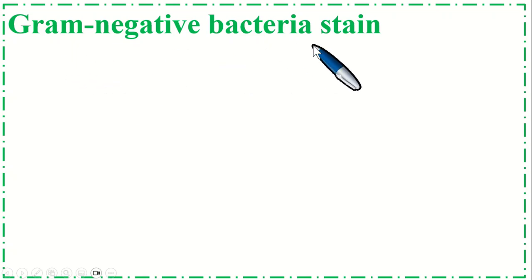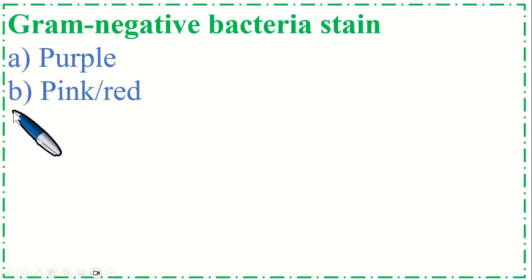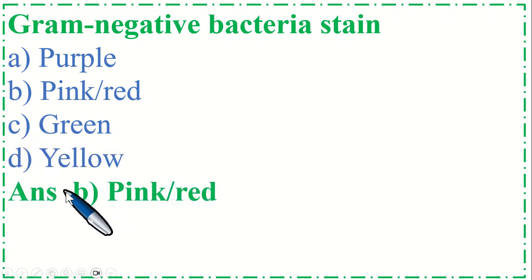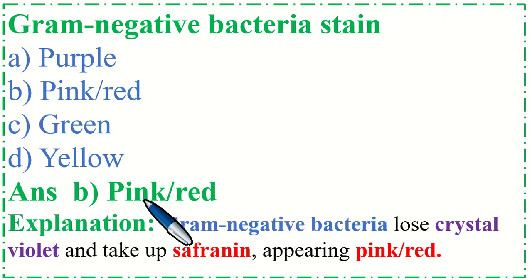Gram negative bacteria stain option A purple, B pink or red, C green, and option D yellow. So the correct option is B pink or red color. Gram negative bacteria lose crystal violet stain and take up safranin, appearing pink or red color.